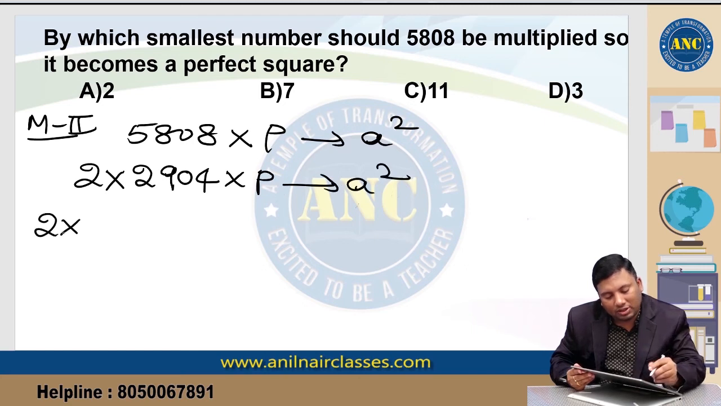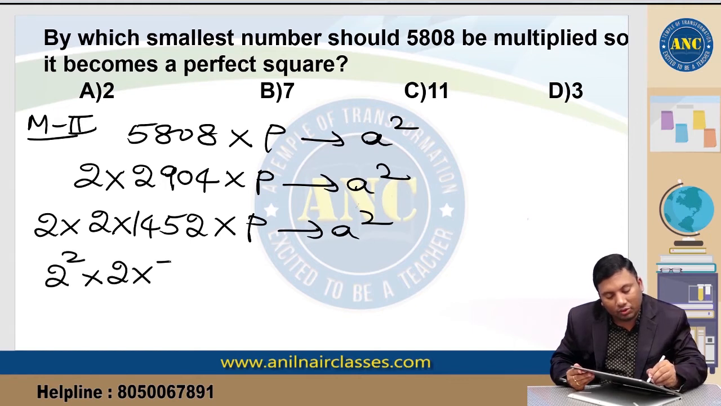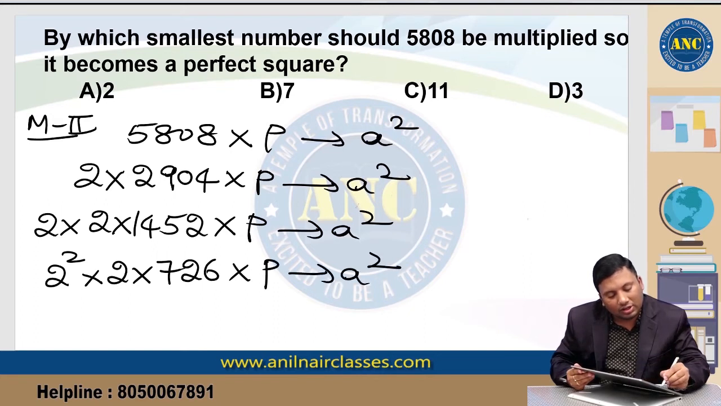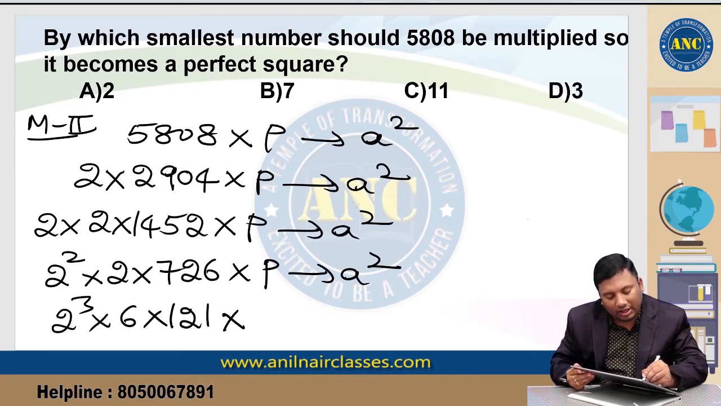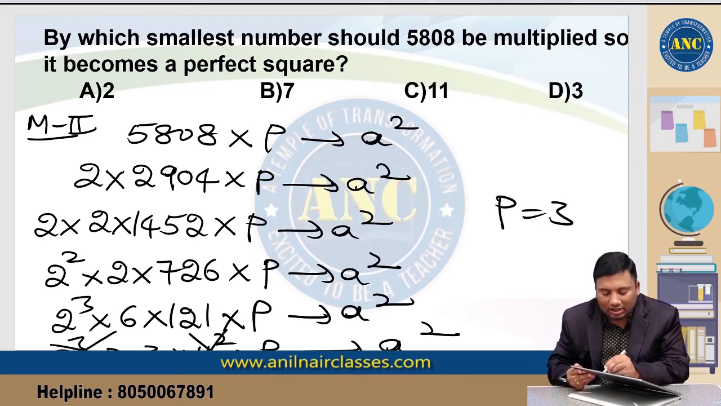2 into 1452 into P is nothing but a square. So 2 square into 2 into 726 into P is a square. So 2 cube into 6 into 121 into P is a square. This is nothing but 2 cube into 2 into 3 into 11 square into P is a square. 2 power 4 is a perfect square. 11 square is a perfect square. One 3 is there, another 3 should be there.